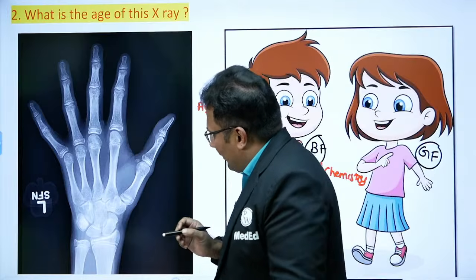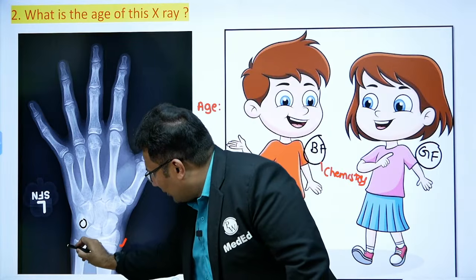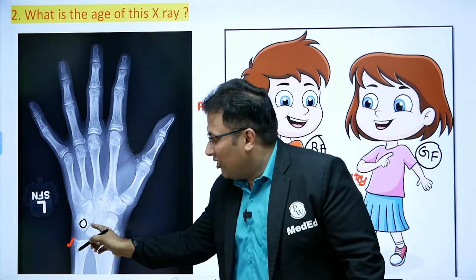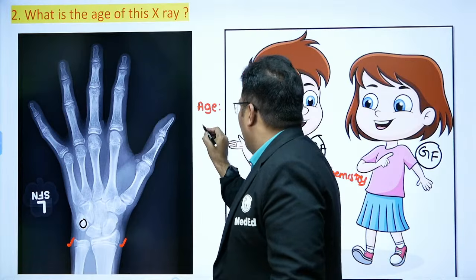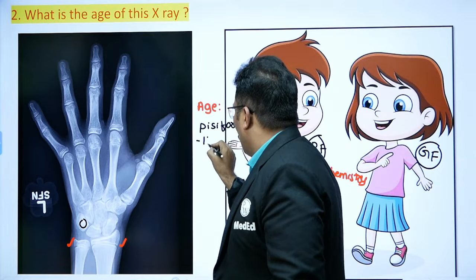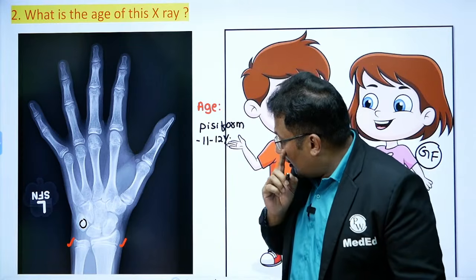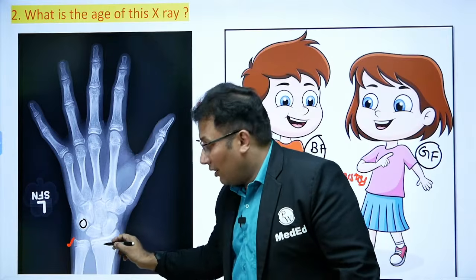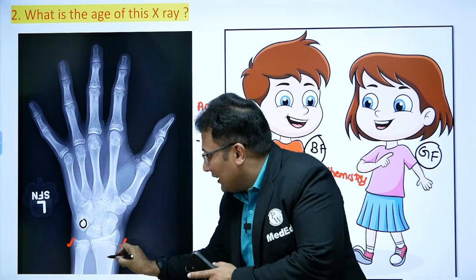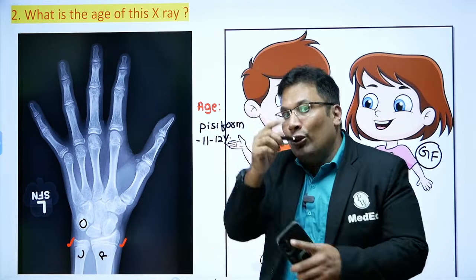So now look at this, guys. This is one important finding here. What we can see here is that the pisiform has appeared. The pisiform usually appears at 11 to 12 years. And the radius and ulna are not fused. So the radius is not fused, the ulna is not fused. You can see the clear gap there. So this is the radius and this is the ulna. The radius and ulna have appeared but are not fused.